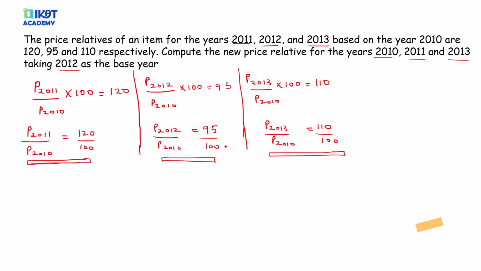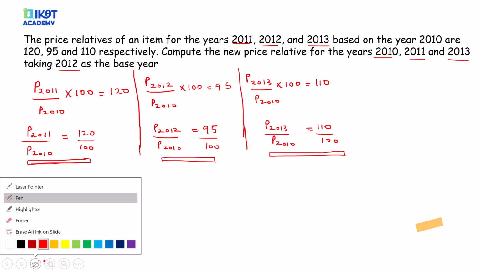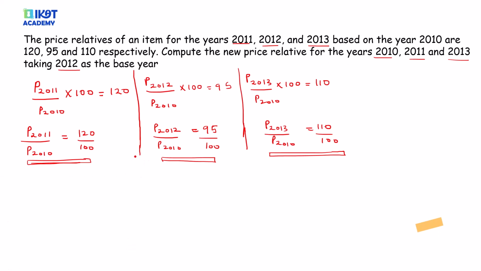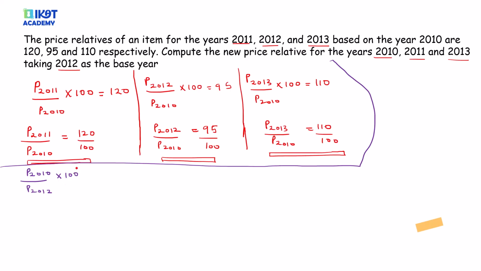Now we come and see what have we been tasked to find. Let me change the color of the pen so that you can split these things properly. So this is what we have been given. Now the first thing the question wants us to find is the new price relatives for the years this, taking 2012 as the base year. So the first thing it wants me to find is P2010 out of P2012 times 100, because this is the price relative for 2010 taking 2012 as the base year. But I've not been given any information apart from the one above. So I'm going to first take this out and say, can I get P2010 out of P2012?